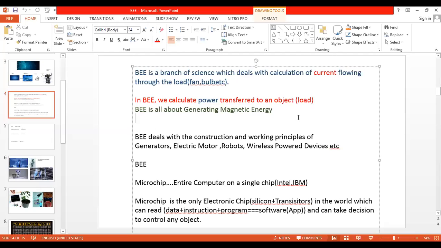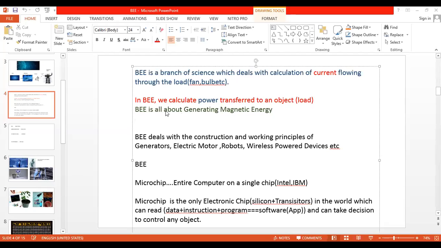Simultaneously, you have to feed the explanation into your brain. Magnetic energy is the only energy which can oppose the gravitational force and can make objects fly in the air. So we'll discuss that one.